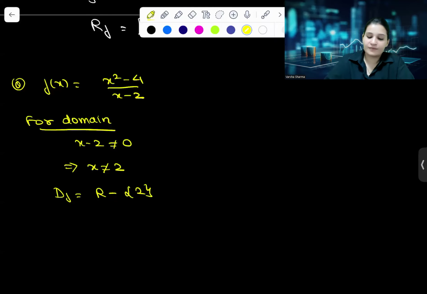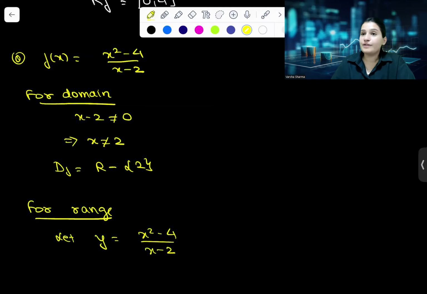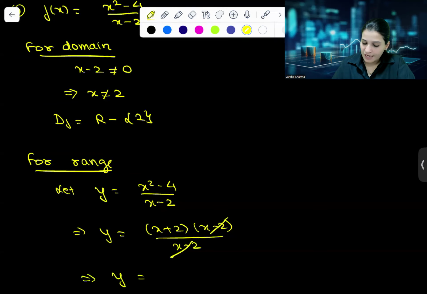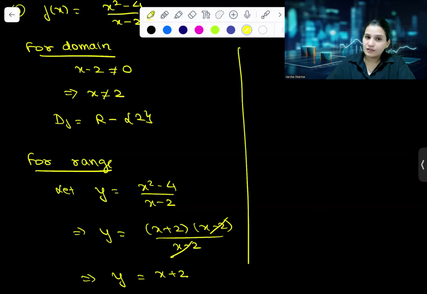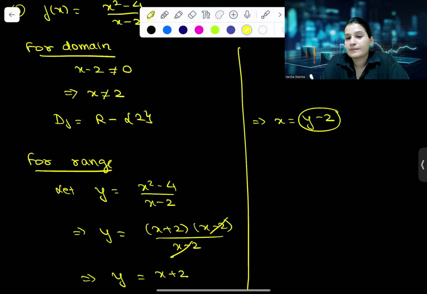Yes, ma'am. For range, let y equal x square minus 4 upon x minus 2. Before doing anything else, I need to simplify this. So this can be written as x plus 2, x minus 2 upon x minus 2. We cancel out x minus 2. So y is x plus 2. From here, x is y minus 2. So what are the values of y allowed here?